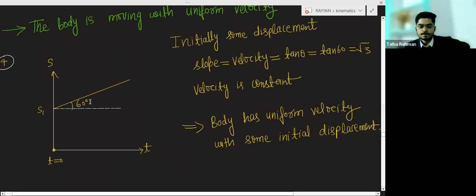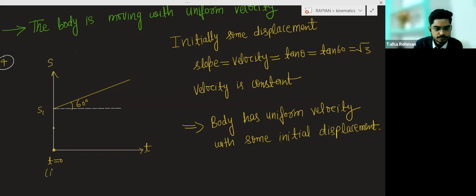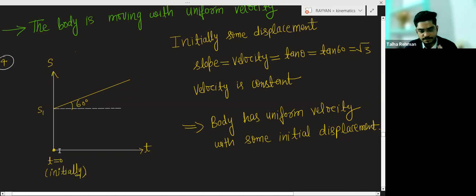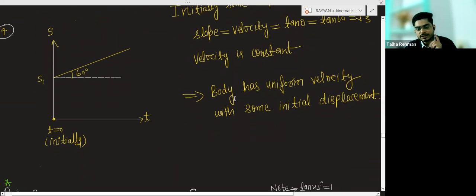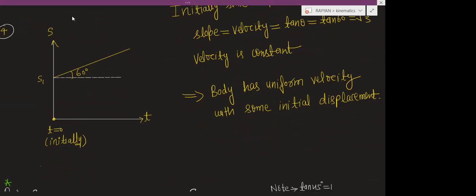Now at t equal to 0, see, there is some initial displacement. At t equal to 0, meaning initially, there is some displacement. But after that the body is moving with a uniform velocity. This is the conclusion of the graph: the body has uniform velocity with some initial displacement.